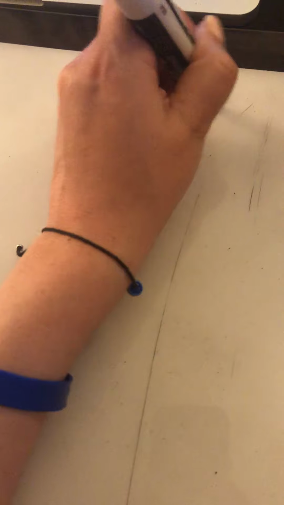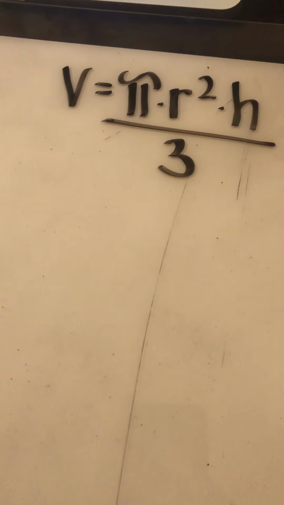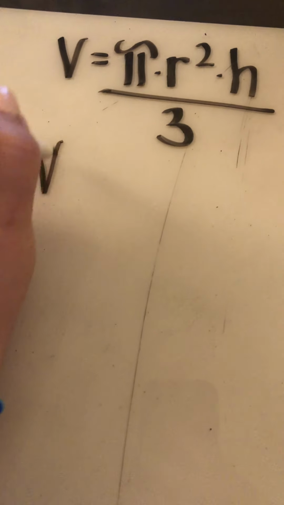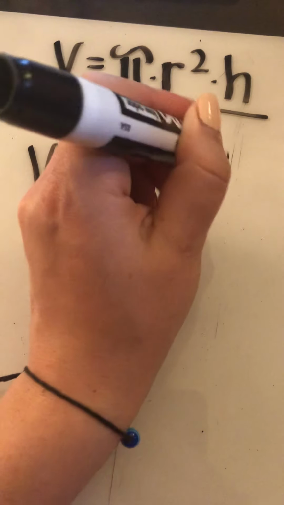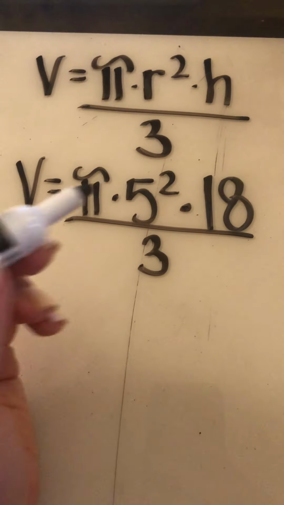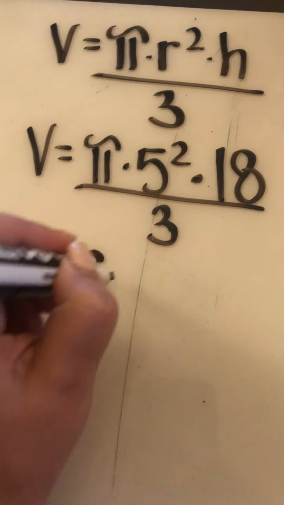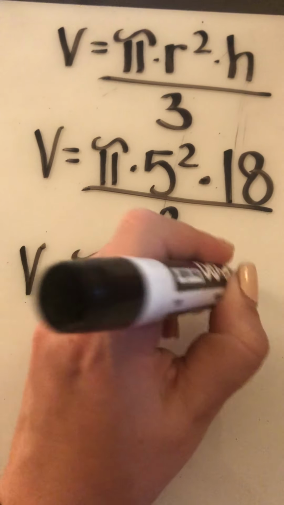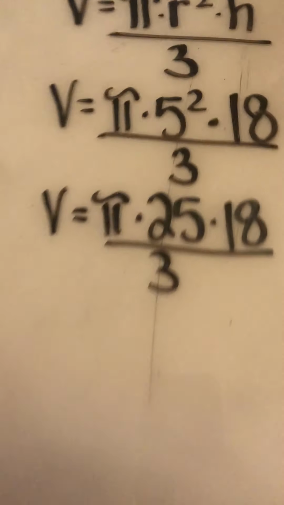Okay, so let's write our formula. V equals pi times r squared times the height over 3. I'm going to plug in the information that I was given. So V equals pi times our radius, 5 to the second power, times our height of 18 over 3. Okay, so again, order of operations, exponents first, we just saw that before. Pi times 25 times 18 over 3. We'll do this multiplication first, 25 times 18.